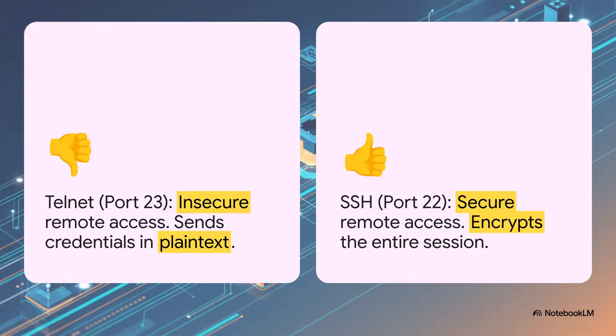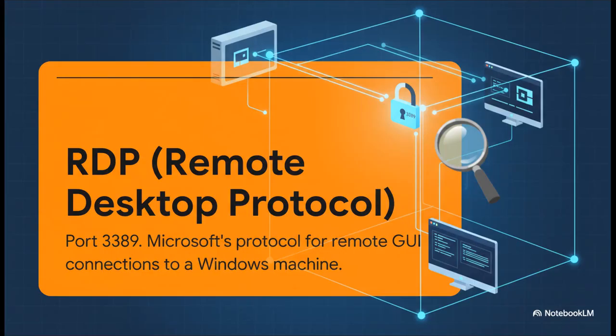So here we have a classic battle, old versus new. On one side, you've got Telnet on TCP port 23. It gives you a remote command line, but it's completely insecure, a total relic. On the other side is its modern replacement, SSH, or Secure Shell, on TCP port 22. It does the exact same thing, but it encrypts the entire session from end to end. If you see Telnet as an answer on the exam, the question is probably about why you should disable it and use SSH instead.